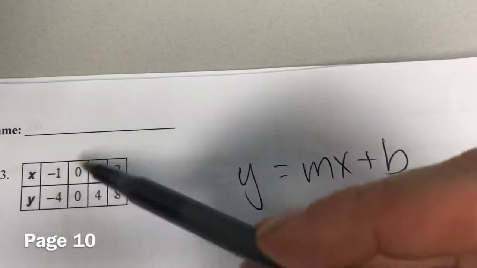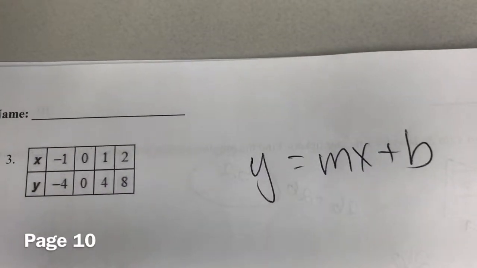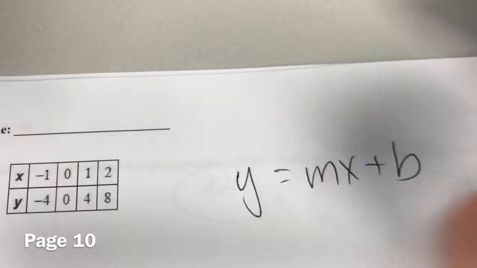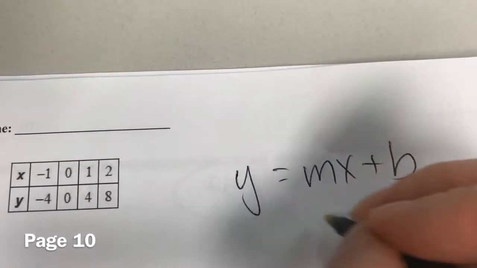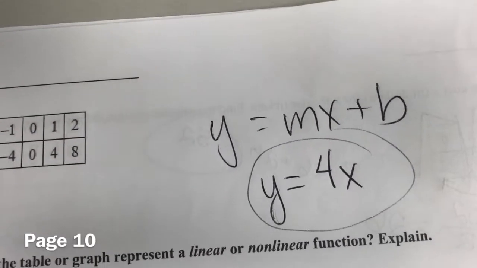I'm changing -1 to -4. I'm changing 0 to 0. I'm changing 1 to 4. I'm changing 2 to 8. I basically just multiply all the x values by 4, and then I get my y value. So whatever x is times 4, and I get y. Easy.